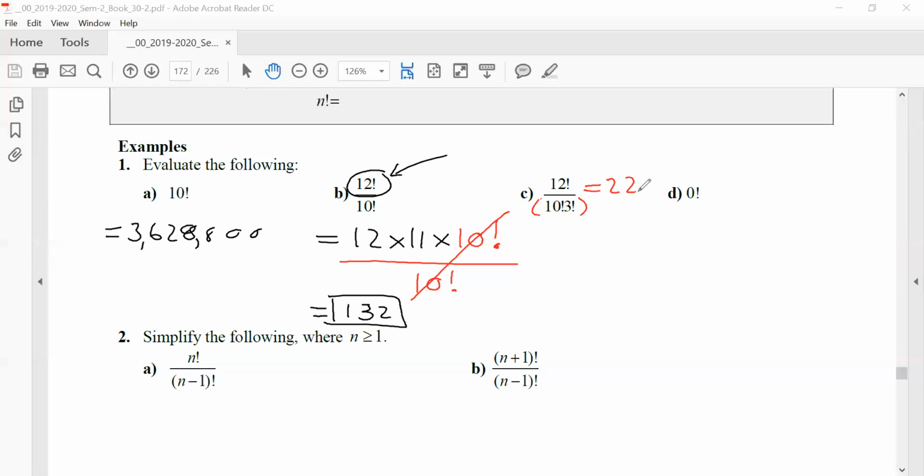Okay, 0 factorial. What this says is I'm arranging 0 objects. So how many ways can I eat 0 donuts? One way. I can't. I'm sad. How many ways can 0 people stand in a line? One way. I can't. It's imaginary.